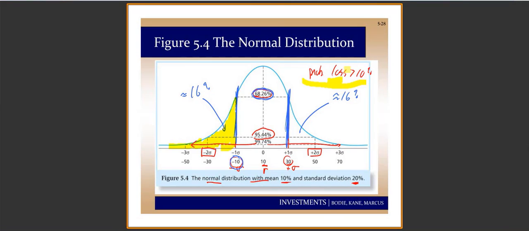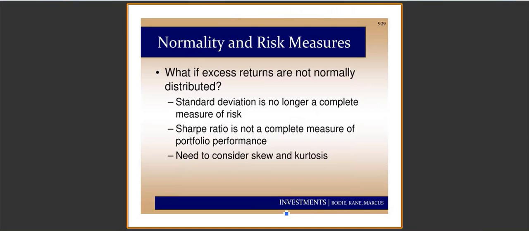So again, these statistics here: one standard deviation at about 68%, 2 standard deviations about 95%, 3 standard deviations about 99%. That only holds if the distribution is normal, if the returns follow a normal distribution. So what happens if they don't? Well, we've got some more statistical problems.